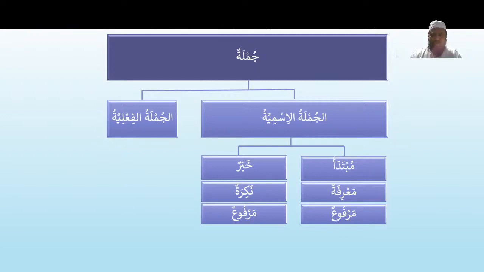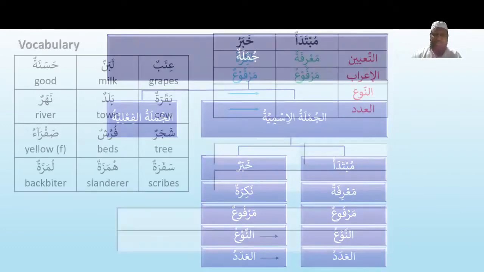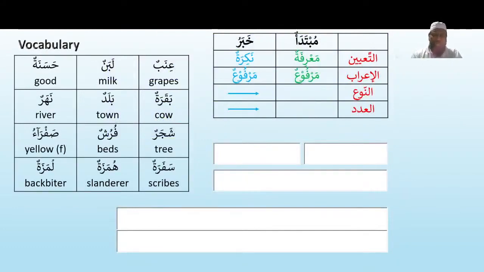The other two properties of ism are an-naw', the gender, and al-adad, the number. In mubtada, we can start with any gender, either mudhakkar or muannas. And in adad, we can start with al-mufrad, al-muthanna, or al-jam'. But khabar has to match. Khabar has to match the naw' of mubtada, and the adad of khabar has to match the adad of the mubtada. These are the very simple rules of mubtada we went through.